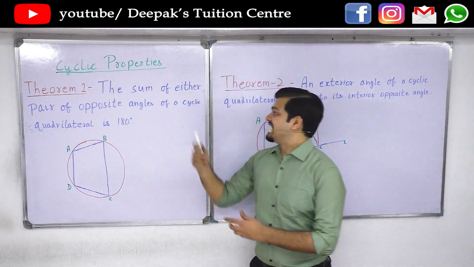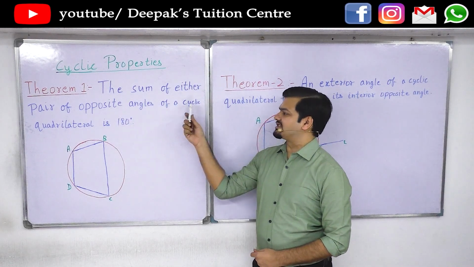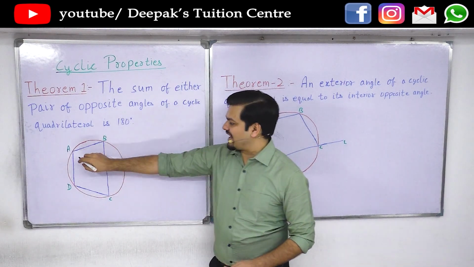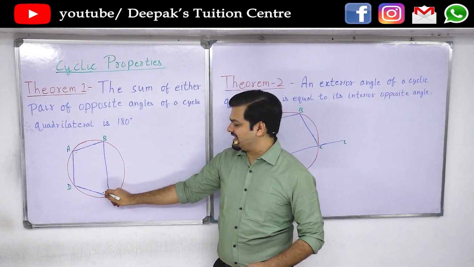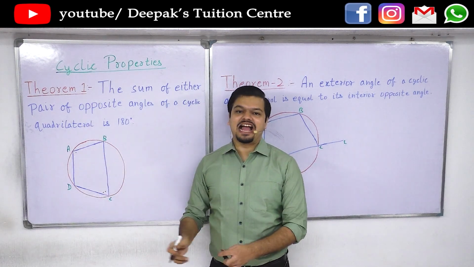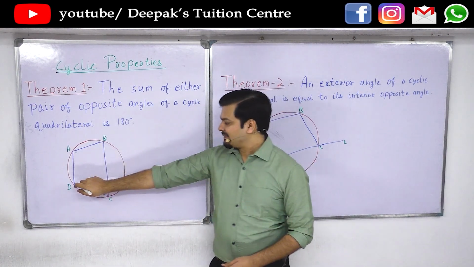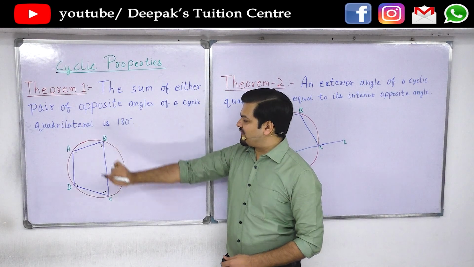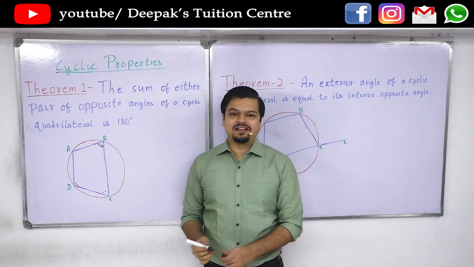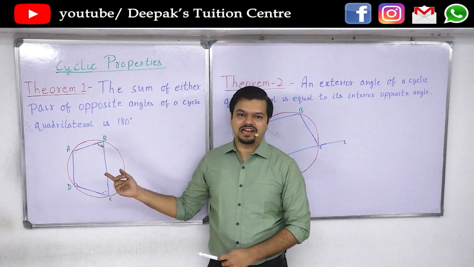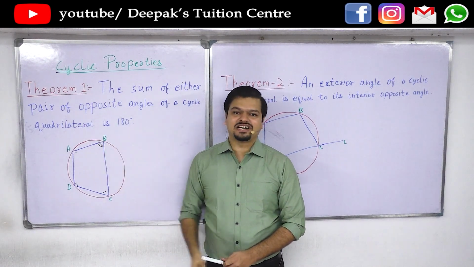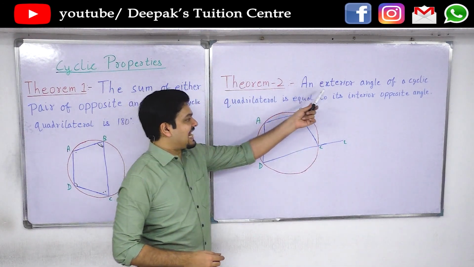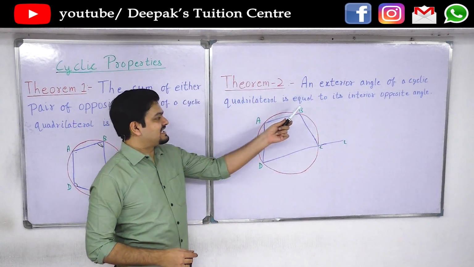The first theorem is: the sum of either pair of opposite angles of a cyclic quadrilateral is 180 degrees. So either pair of opposite angles. If I take this angle, then the other of the pair will be this angle. If I add these two angles, then I'll get a sum of 180 degrees. Similarly, if I have one angle as angle D, then the other angle will be angle B. So if I add angle B and angle D, I will get 180 degrees. So if I know one angle of a cyclic quadrilateral, then I can calculate the opposite angle and it becomes much easier.